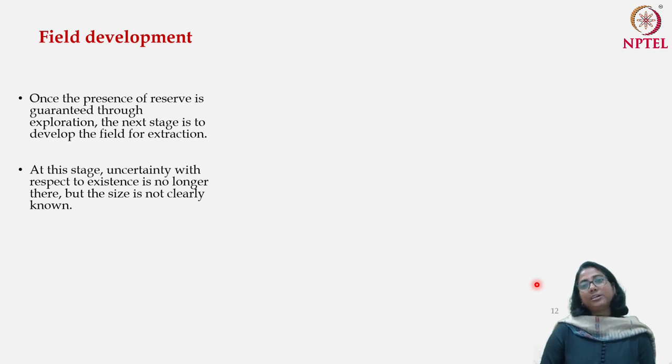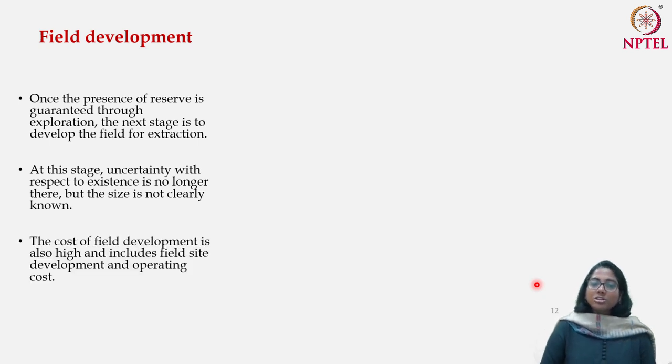Now, if the result of exploration is positive, that does not necessarily mean that you have an idea about how much fossil fuel is available on the ground. What you know is that fossil fuel is available there, but the exact amount is again unknown to you. So even at the stage of field development, there are certain uncertainties involved. The cost of field development is again very, very high. This includes the field site development and all kinds of operating costs. So the whole business of exploration, extraction and production of fossil fuel based energy is very costly.